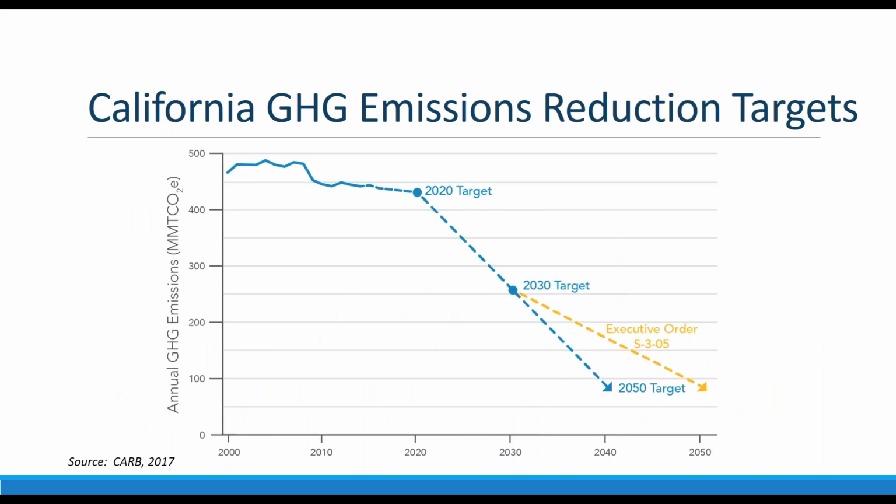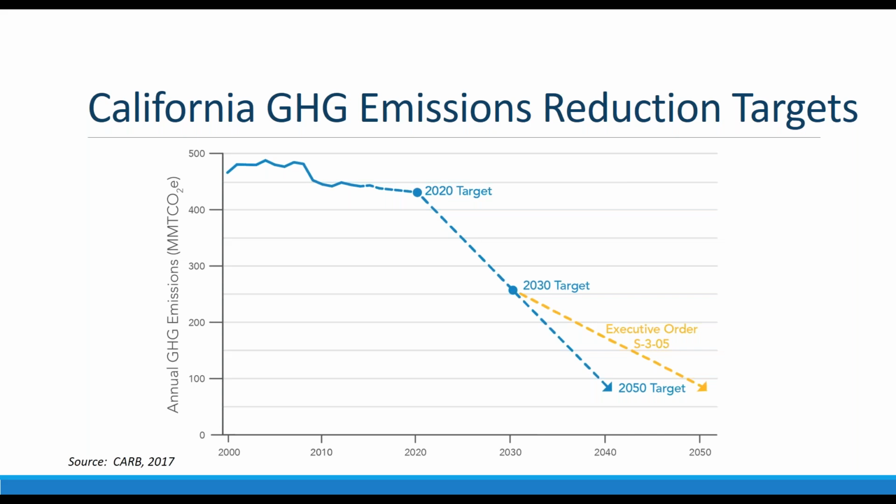As you may recall, AB 32 and SB 32 established ambitious greenhouse gas emissions reduction targets of reaching 1990 levels by 2020 and 40% below 1990 levels by 2030. The 2017 scoping plan laid out a cost-effective and technically feasible path for achieving the 2030 target. These targets are milestones on the path to our ultimate goal of deep decarbonization by mid-century.